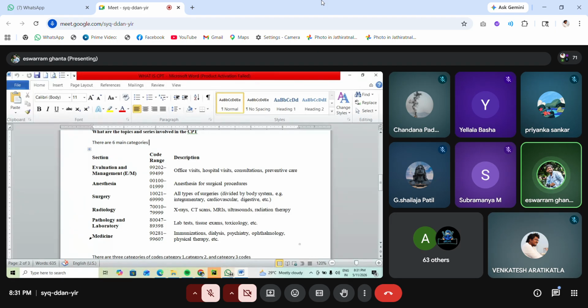Next thing is the medicine. Medicine code starts with 90,000 to 99,000 codes. Okay, so immunizations, vaccinations, dialysis, physiotherapies, and different types of procedures and some of the medicines. Everything is under this medicine.